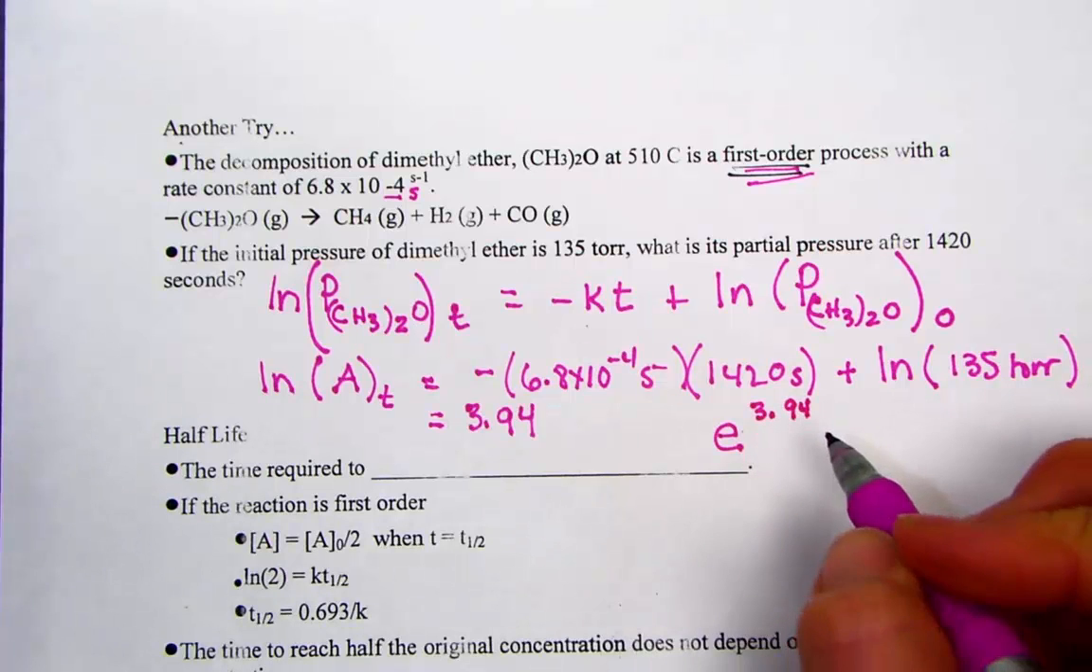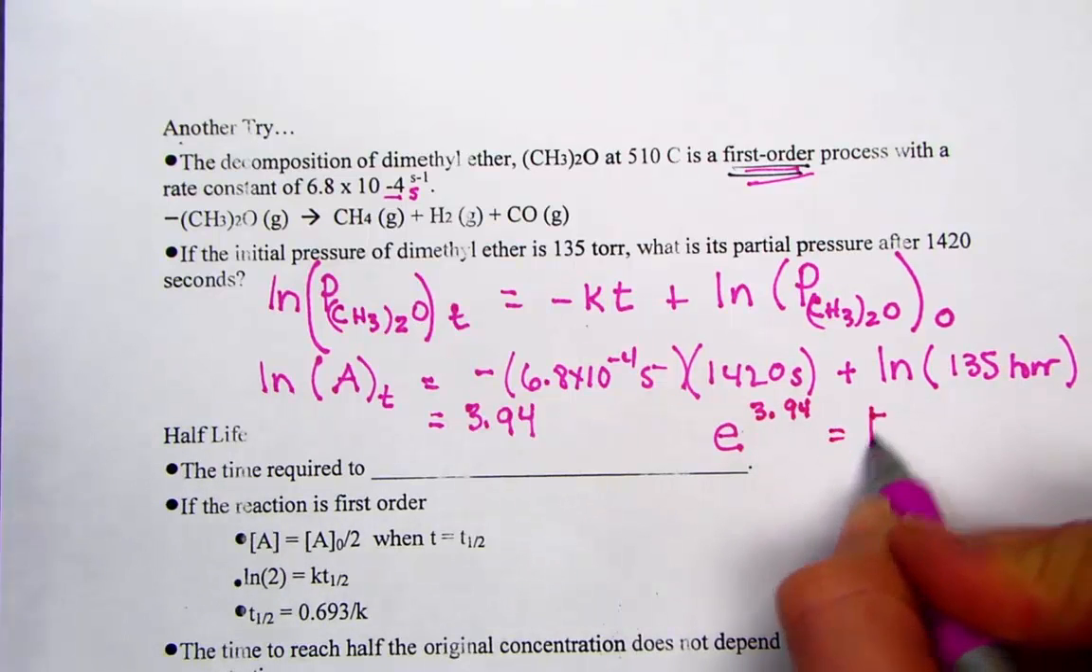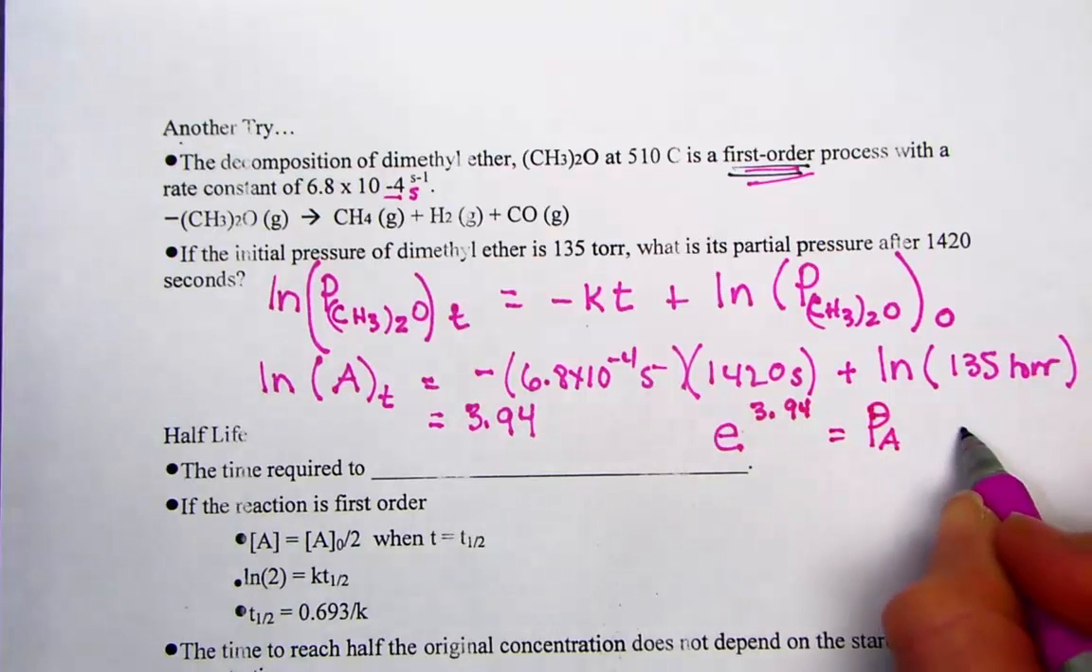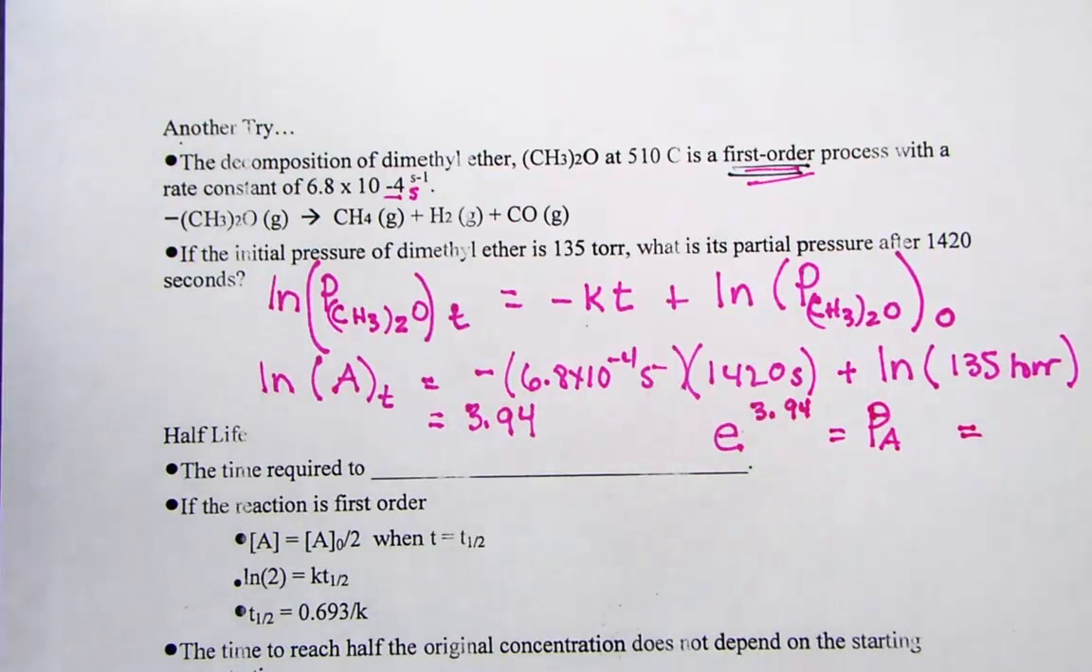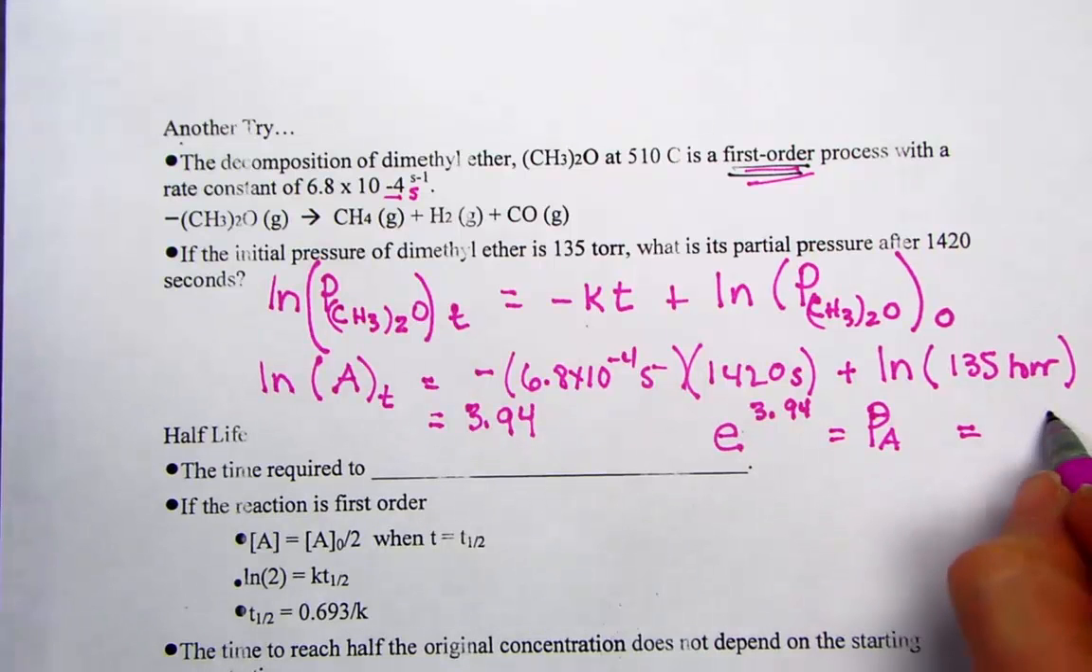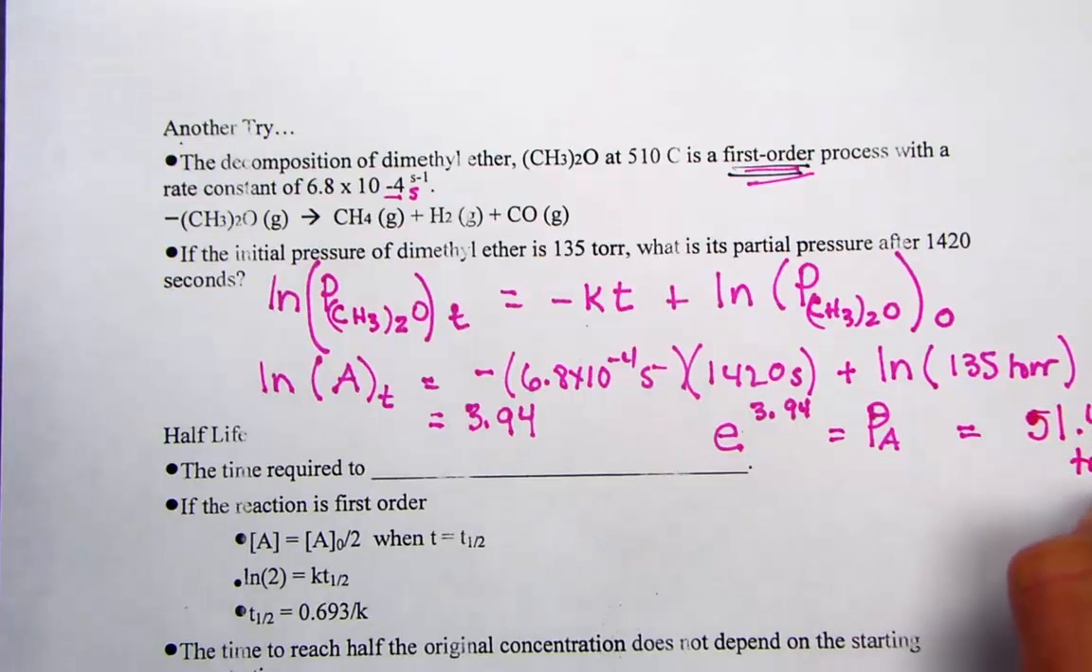3.94. So on our calculator, partial pressure of A, I hit second function, ln. Now my screen is saying e caret key. And I'll press in 3.94, close parenthesis, and my answer, 51.4 torr.